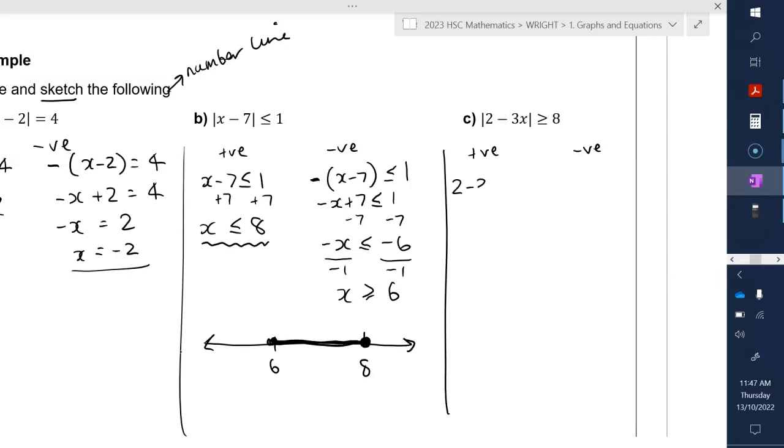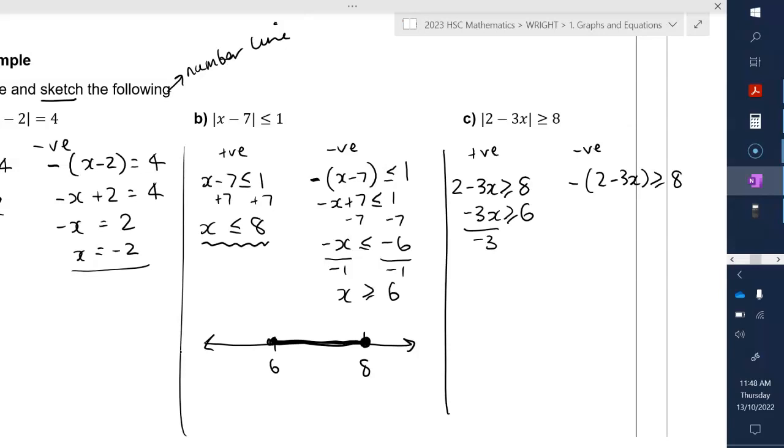The positive is 2 minus 3x is less than or equal to 8. This stays as it is, and I've got my less than or equal to 8. My negative one is going to be minus (2 minus 3x) is greater than or equal to 8. Let's solve this one by taking 2 from both sides. So I'll end up with minus 3x is less than or equal to 6.